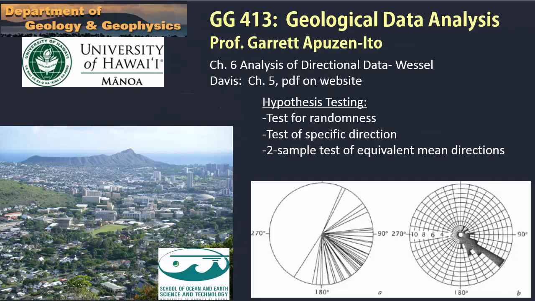So I'm going to conclude this video on hypothesis testing. We've looked at a way to test for randomness in a data set, and we've also looked at two ways for testing for a specific direction. The two-sample test of equivalence of means will be covered in the next video.